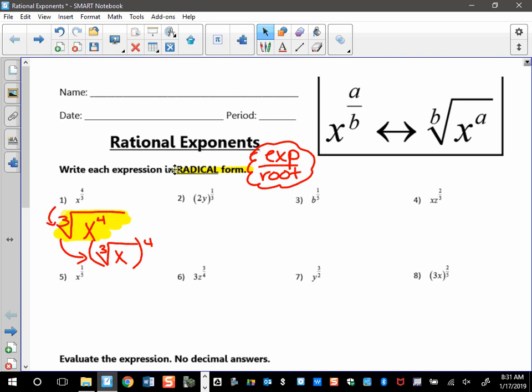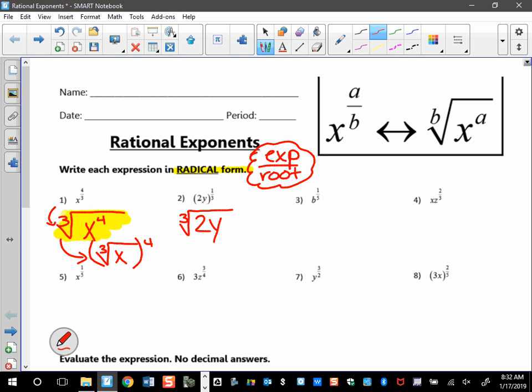On number 2, why do you think the 2y is in parentheses? Where's it all going to go? It's all going to go in the root. Since it's all grouped and it's all raised to the 1/3, that means x cube root 2y. You could leave it in parentheses, but since it's a first power, I don't.